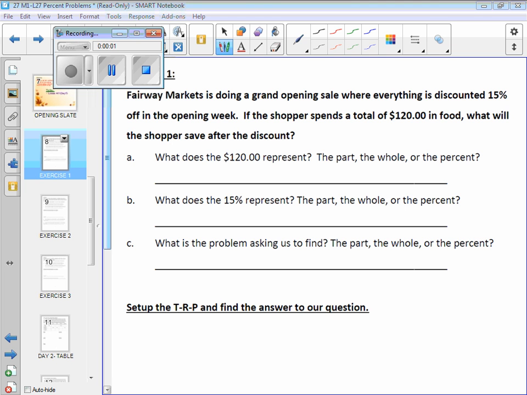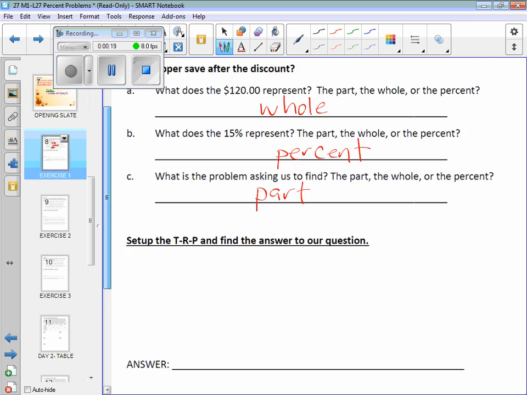Okay, exercise 1, part A. Good, that's the whole. What about B? Good. And C. Bella. Great. All right, let's set it up. Part over whole is our template.